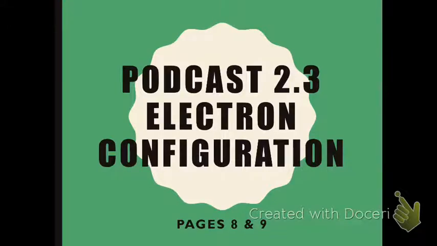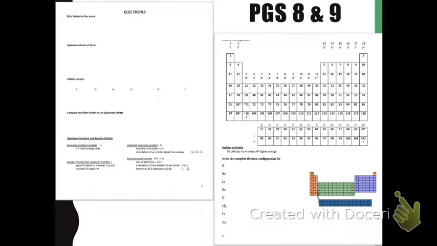Okay, podcast 2.3, talking about electron configuration, which should just be helping us figure out how the electrons are arranged in the atom. And we're going to go into a lot more detail than you probably care about. But this is going to cover pages 8 and 9, so let's get rolling.